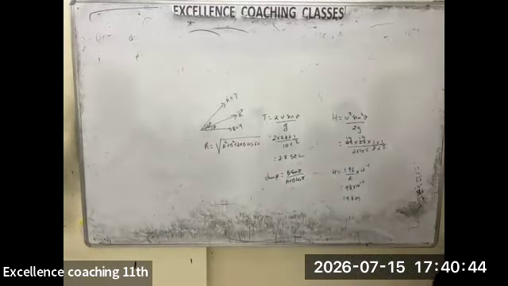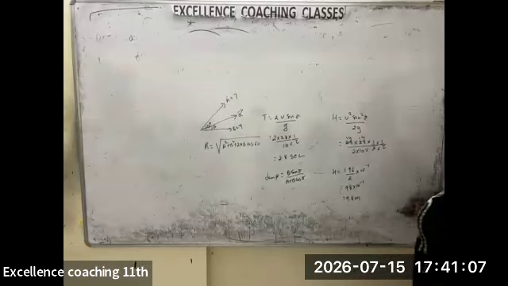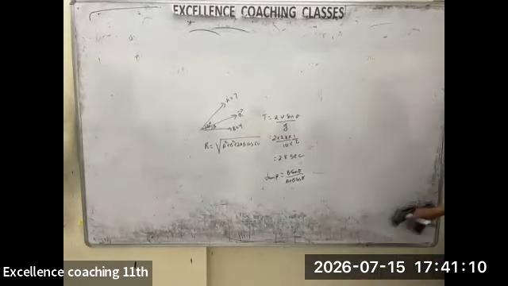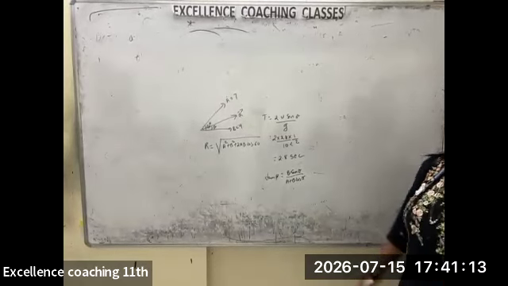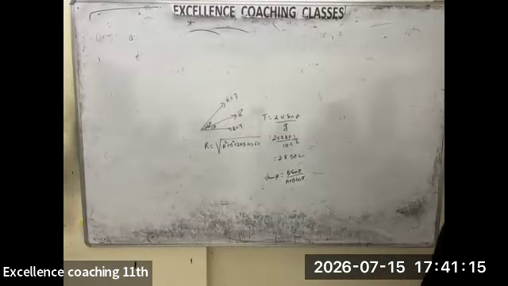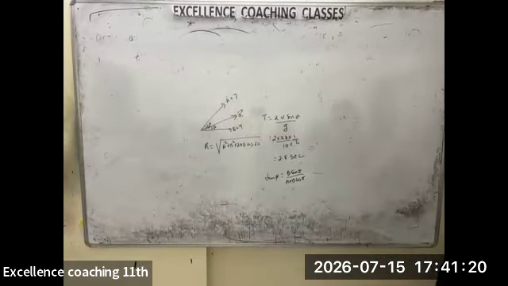What is the answer for beta? Tan inverse of 0.484. That's for what I have solved. B is okay, correct. I made a mistake there. I took 7.